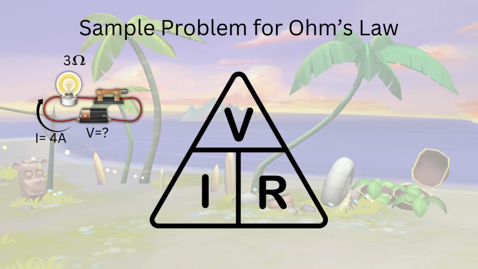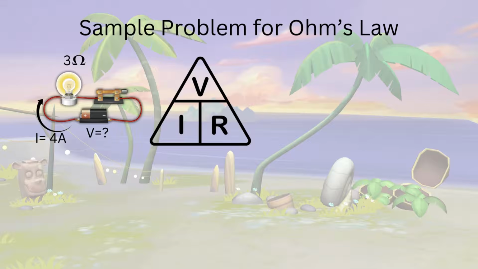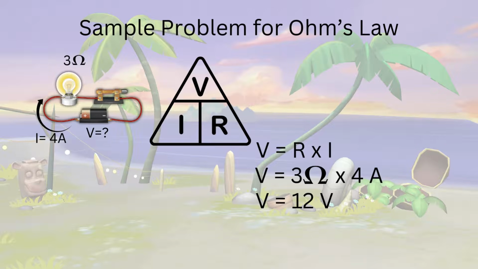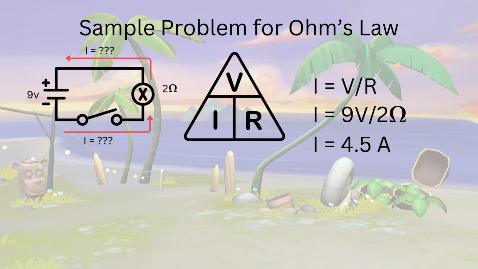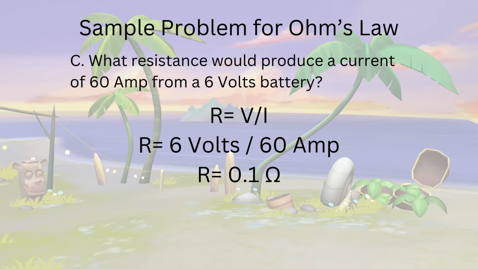For sample problems, Ohm's law. Number 1. Calculate the voltage given the values of current I and resistance R. V equals I times R. V equals 4A multiplied by 3 omega. V equals 12 volts. Number 2. Calculate the amount of current I in a given circuit where the values of resistance R and voltage V are given. I equals V divided by R. I equals 9 volts divided by 2 omega. I equals 4.5 amp.